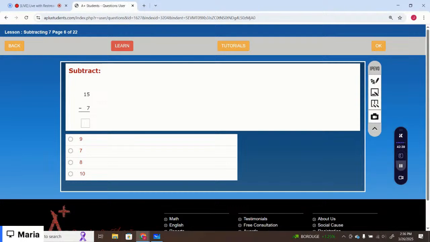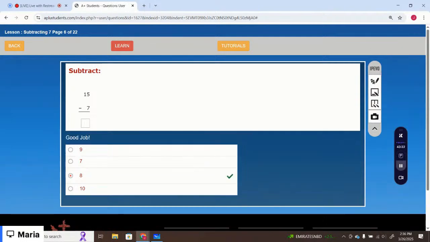15 take away 7, which is the correct option. 15 take away 7 is 8. Option number 3 is the correct option. The correct option is 8.